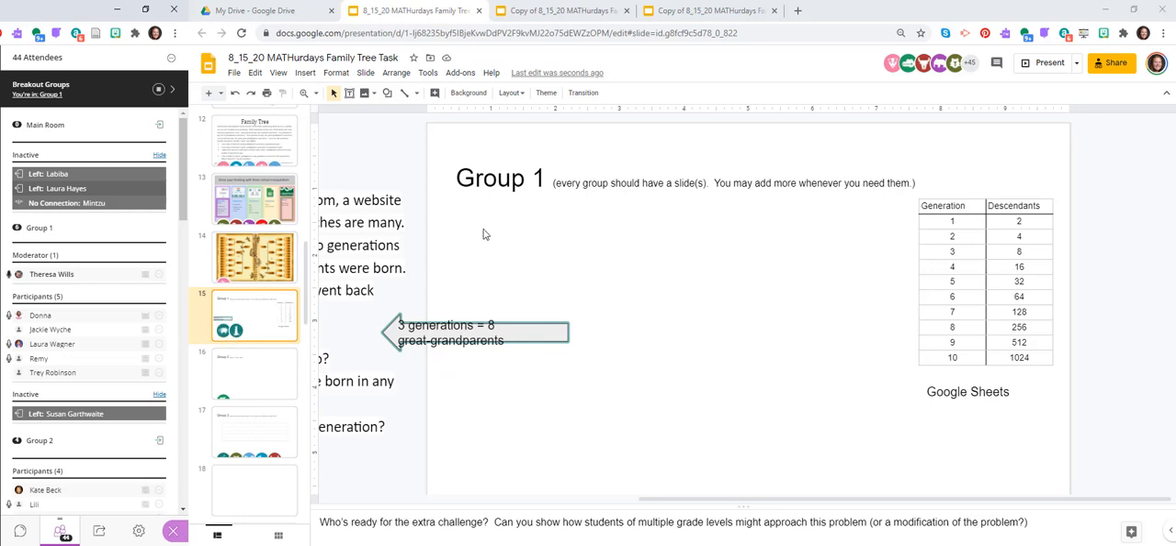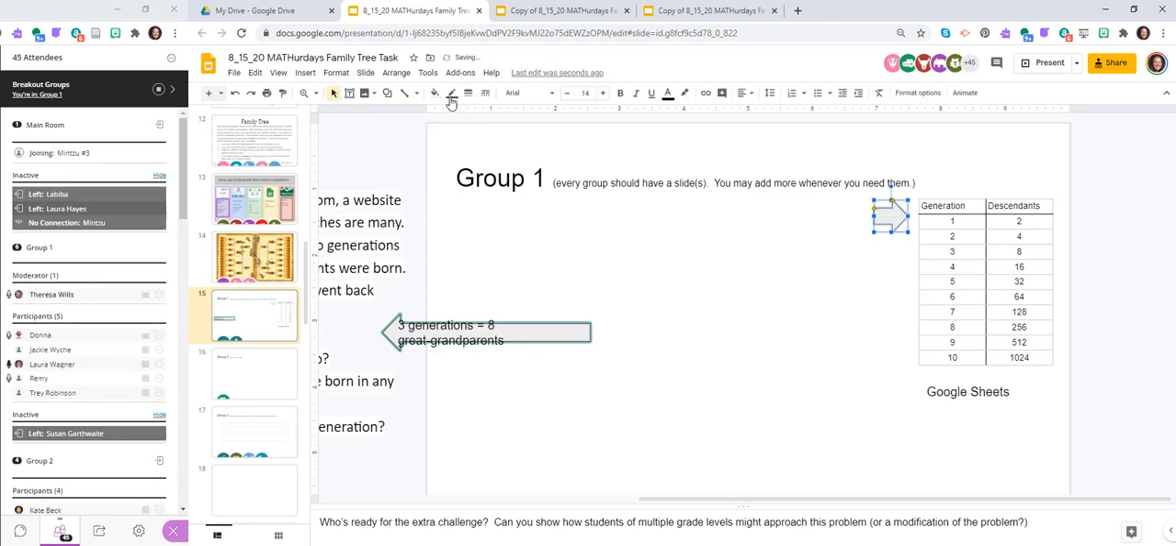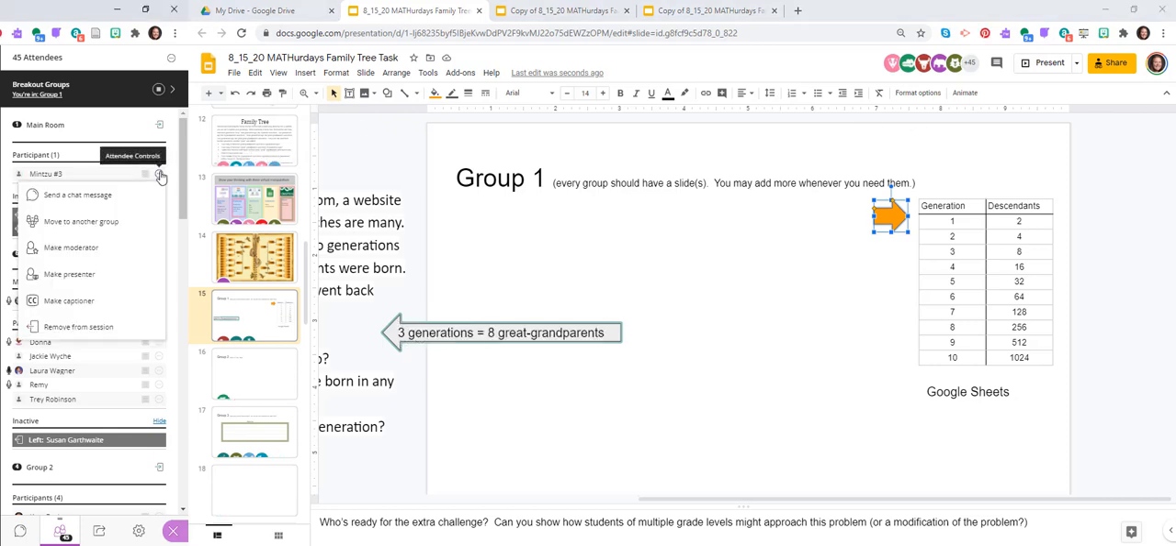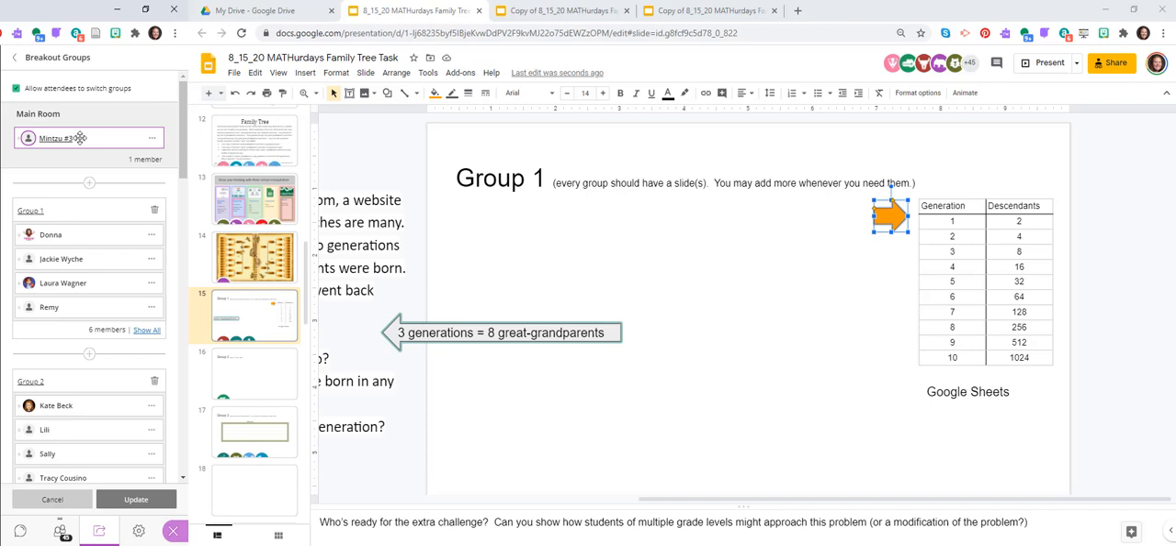Hi there, Group 1. Hello, Dr. Wells. It looks like we already have a big table here. What's going on with this? Well, we were trying to note, I think a table was the way that a lot of us, like, our brains first went to organize information. So we were looking to see if we could find patterns between the generation and the number of grandparents.